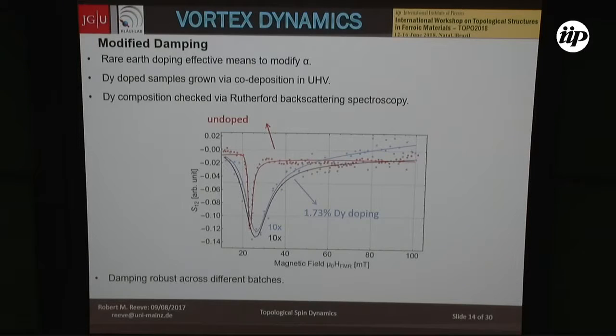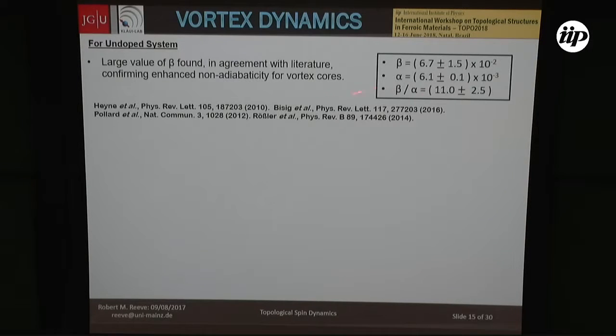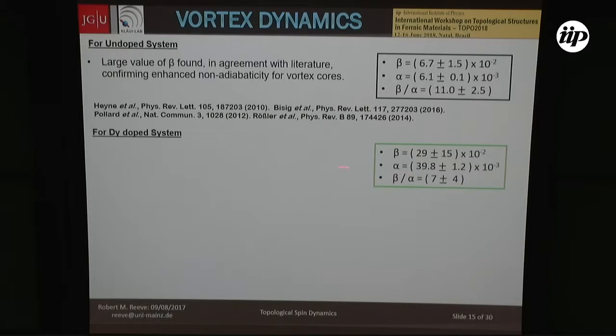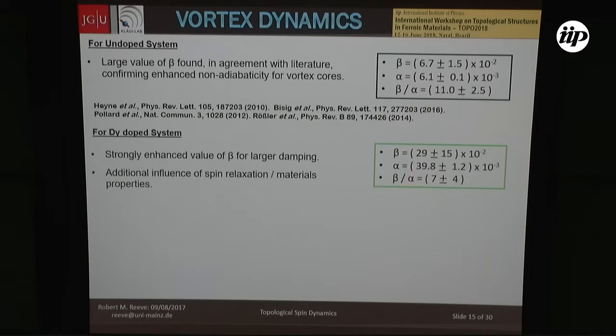So if I move now to the values that we can extract from that analysis, firstly, for the case of the undoped system, we are able to get, as I showed you before, quite a low value of alpha. For beta, we're getting quite a high value, 6.7 times 10 to the minus 2. And that's consistent with these previous literature reports that for these vortex systems with a high gradient of magnetization, you get a large value of beta. We also get a large value for this ratio of beta to alpha. And this is important because, for example, domain wall velocities depend on this ratio. But if we now move to the doped system, here we see that we're getting a much larger value of beta, so 30 times 10 to the minus 2. But we're also getting a much larger value of this damping, and so within the errors at least, the value of beta to alpha is remaining rather unchanged.